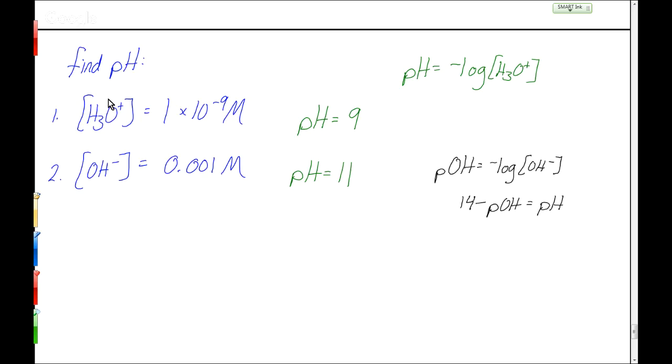What if you're given the H3O, that's the hydronium? Yep. And it asks you for the OH. Then you've got to subtract from 14. Oh, okay, so you use this equation. The pH and the pOH added together always equal 14.